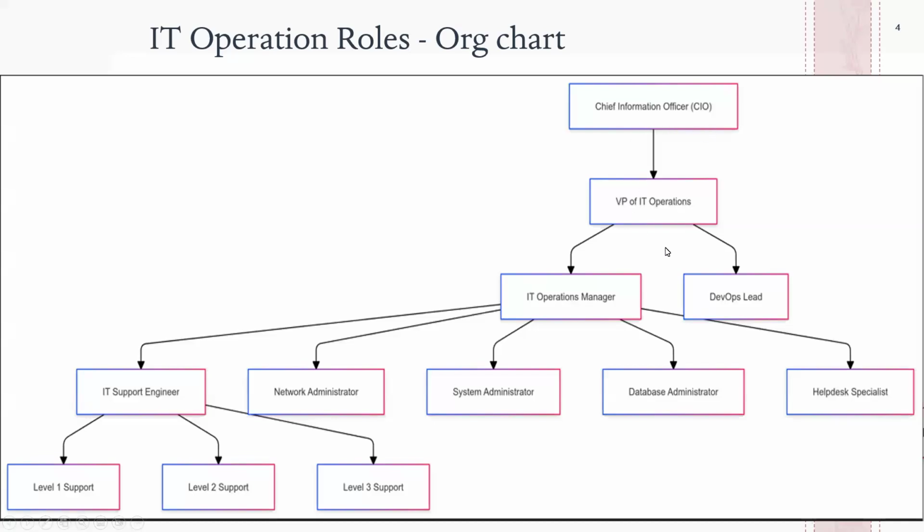There's going to be a CIO, and under the CIO there's a VP, and under the VP there could be something like a DevOps lead and an IT operations manager. This IT operations manager takes care of the IT operations, both related to customer support and operations. Under the IT operations manager, there are IT support engineers, network administrators, system administrators, database administrators, and help desk specialists. The IT support engineer manages level 1, level 2, and level 3 support.